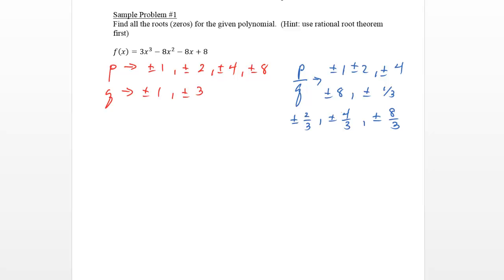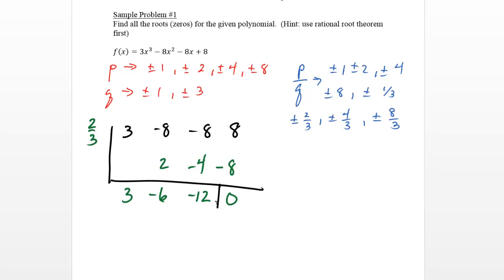So let's go ahead and set up the synthetic division for that. As you can see here, we get a 0, which is what we were looking for. Our depressed polynomial in this case is 3x squared minus 6x minus 12. So let's go ahead and factor this particular polynomial and see if we can break this down a little farther.